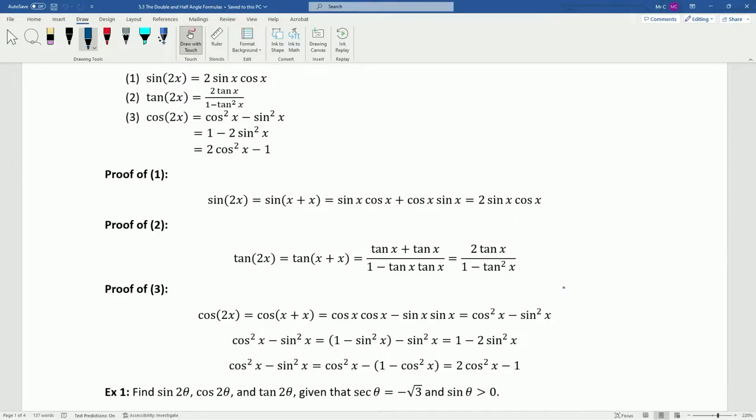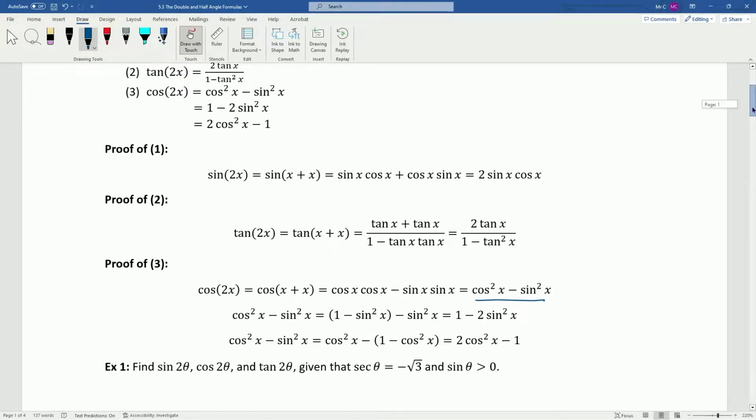All right, and the proof of 3, well, this is really 3 proofs in one. So we'll look at the first one first. Cosine of 2x equals cosine of x plus x. So plugging that into my sum formula, I get cosine of x times cosine of x minus sine of x times sine of x. That gives me cosine squared of x minus sine squared of x. So that's one of my forms of my equation.